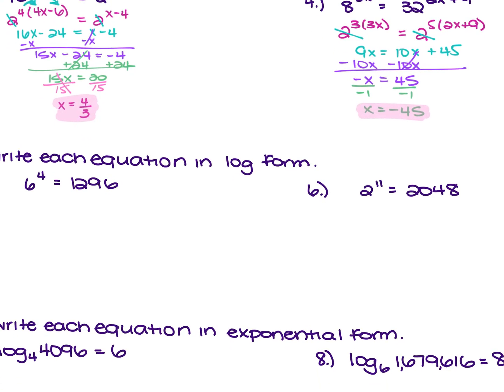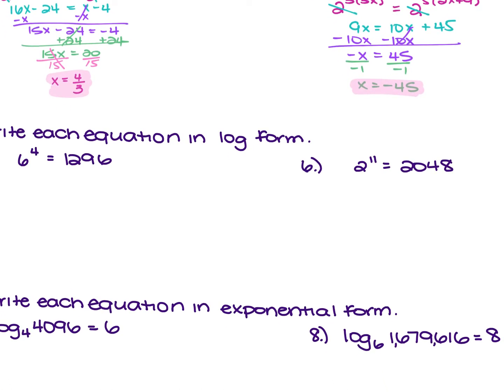For our next section, we are rewriting each of these equations in log form. Remember, with these, your base is going to become your subscript number, your power becomes your answer, and the answer becomes the big number. So we are dropping the base and then switching places with our power and our answer. The answer becomes the big number. So we're going to add in the word log. The 6 becomes your subscript number. Then you have 1296 is equal to 4. So log 6 of 1296 is equal to 4.